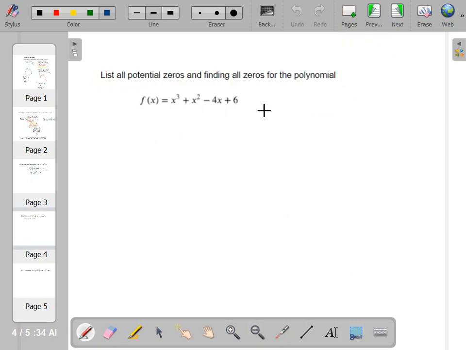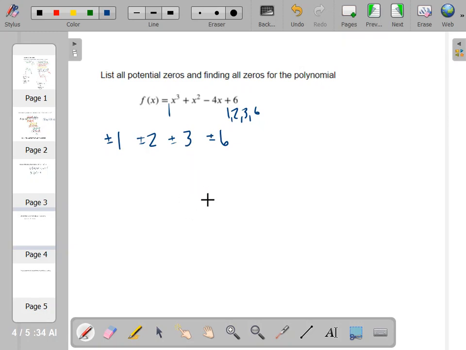List all potential zeros. So this is called the rational zero theorem. What we're going to do is list factors of the leading coefficient and factors of the constant term, and then we're going to always take 1 divided by this. So since it's just a 1, it's plus or minus 1, plus or minus 2, plus or minus 3, and plus or minus 6. Now what I need to do is find a 0.